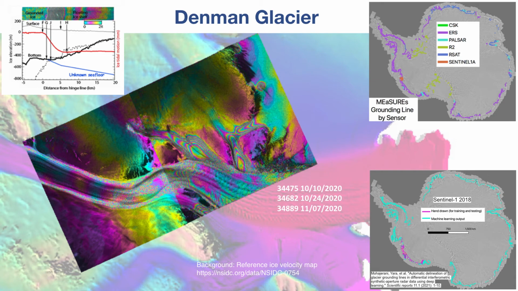The example double difference shown here is from Denman Glacier in East Antarctica, and this is our only double difference for this glacier. And we were quite pleased to see that the main trunk shows a grounding line signal, which we weren't able to see with Sentinel-1 data.